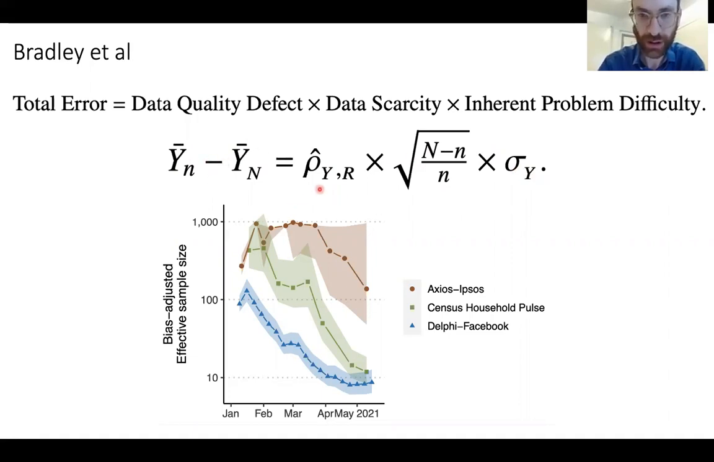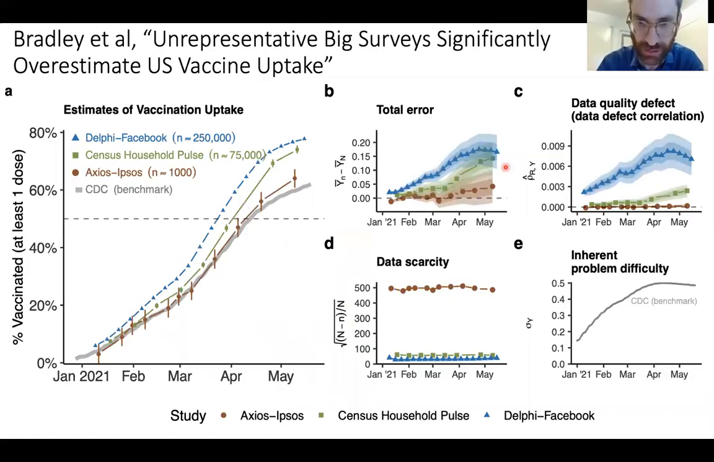Okay, say that all again in the other way. Error goes down if you have better data. Error goes down if you have more data. Error goes down if the problem is simpler. Now, which of these is actually driving the total error?